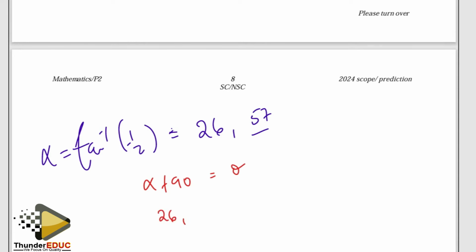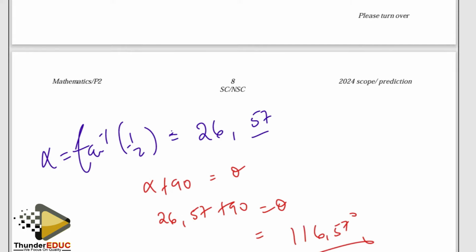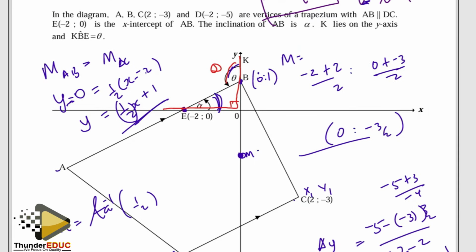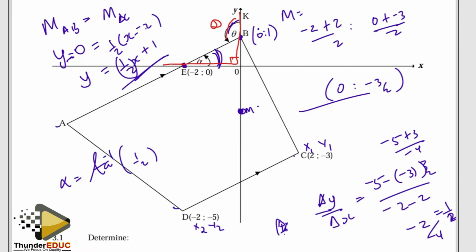So 26.57 plus 90, you get your theta, which is 116.57. Answered. Then, can you prove that AB is perpendicular to BC? AB is perpendicular to BC. Okay.